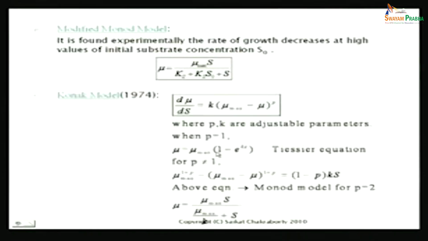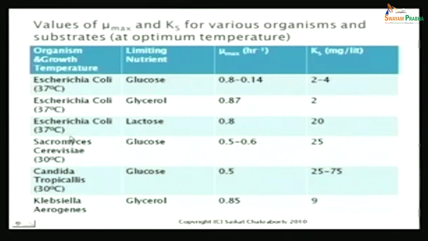So we had the Monod model to start with, which was mu times s over Ks plus s, and then we modified it, which we call the modified Monod model. We added a Ks plus s naught term in the denominator, and then we had the Konak model. As you can see over here, the Konak model, for the limit of p going to 2, goes to the Monod model. Fine. So this is where we stopped, if I remember.